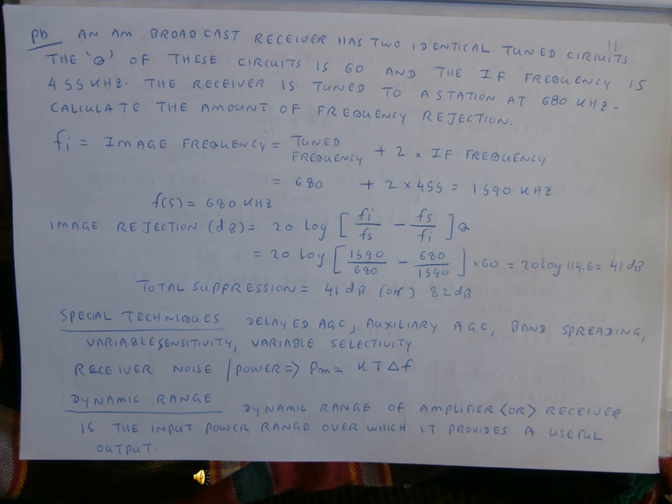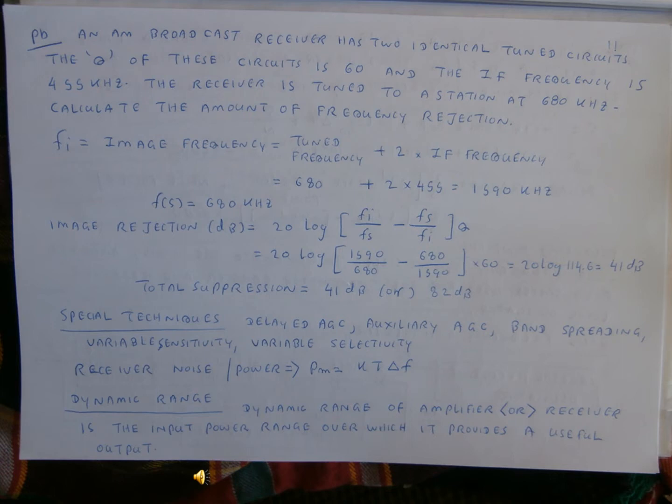In this case we calculate the image frequency Fi. The image frequency is equal to the tuned frequency plus 2 multiplied by the intermediate frequency, so that will be 380 plus 2 multiplied by 455. So you get 1590 kilohertz. Therefore Fs is equal to 380 kilohertz. Then we can calculate the image rejection in decibels. That will be 20 log Fi divided by Fs minus Fs divided by Fi, multiplied by Q. So 20 log of 1590 divided by 380 minus 380 divided by 1590, multiplied by 60. You get 20 log 114.56, which gives 41 dB. So the total suppression equals 41 dB or 82 dB.